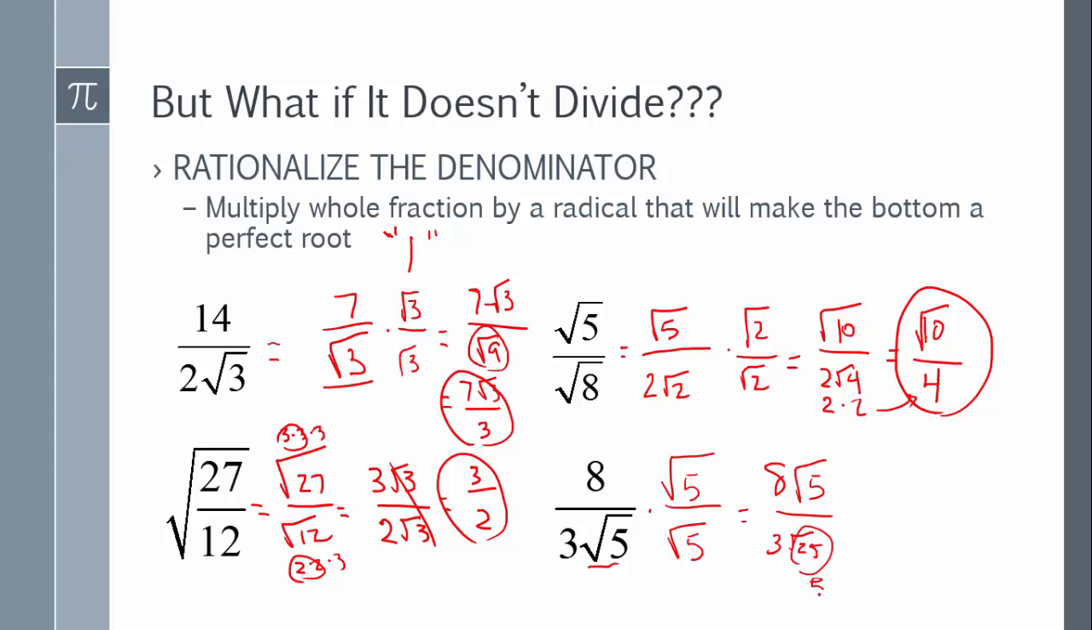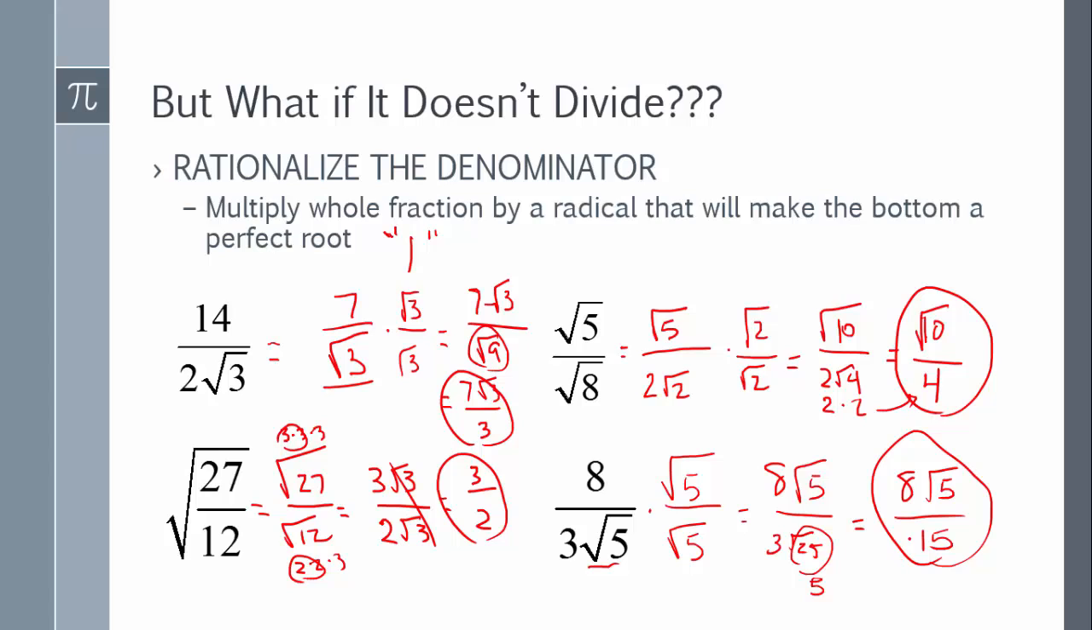The square root of 25 is just 5, so I get 8 root 5 over 3 times 5, which is 15. I don't have to reduce any further. Notice, the 5 and the 15 don't reduce because one's inside a radical and one's outside a radical. As I said earlier in the video, inside numbers and outside numbers never get along in problems.